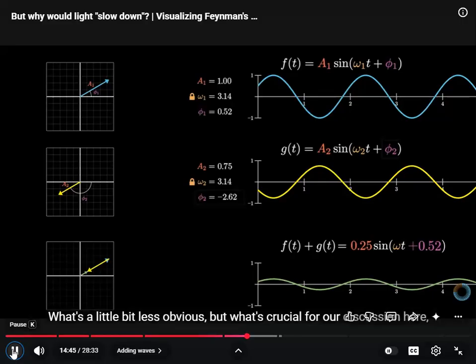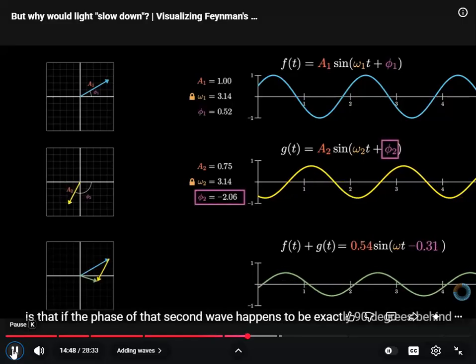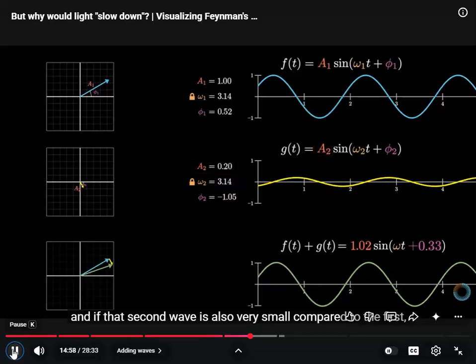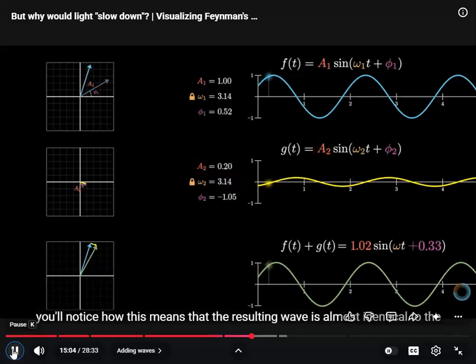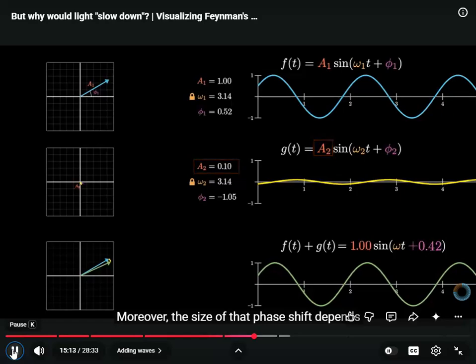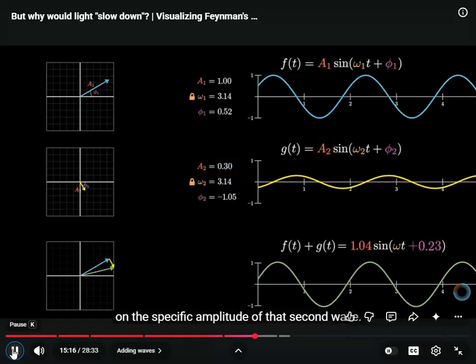What's a little bit less obvious, but what's crucial for our discussion here, is that if the phase of that second wave happens to be exactly 90 degrees behind the phase of the first, so kind of a quarter cycle out of sync, and if that second wave is also very small compared to the first, then if you look at the little vector sum on the lower left, you'll notice how this means that the resulting wave is almost identical to the initial wave, but just shifted back in its phase by a tiny bit. Moreover, the size of that phase shift depends on the specific amplitude of that second wave.